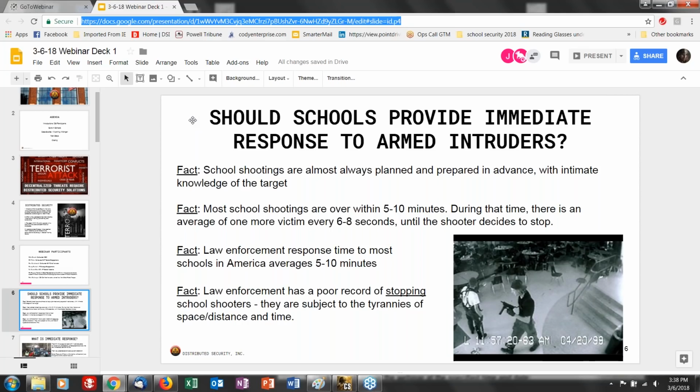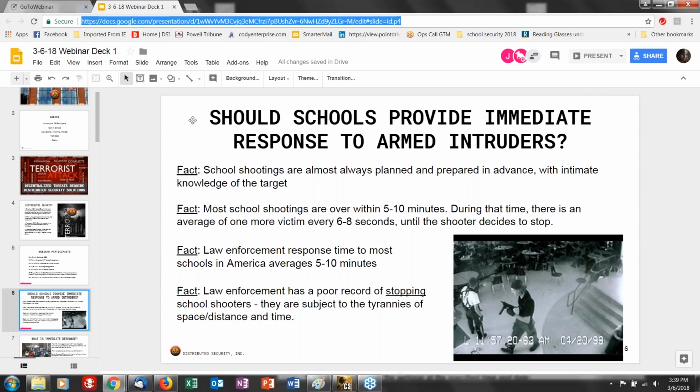Second, most school shootings are over within 5 to 10 minutes. During that time, there's an average of one more victim every 6 to 8 seconds until the shooter decides to stop. Third, the law enforcement response time to most schools in America averages 5 to 10 minutes. And that is, in fact, arrival on the scene. It does not account for the time required to orient to the situation, locate the shooter, enter the building, move to the shooter's location, and neutralize him.